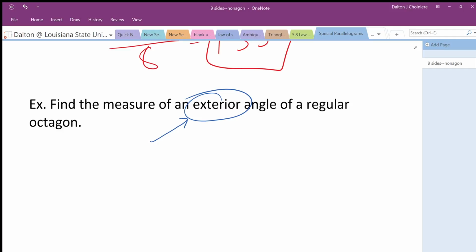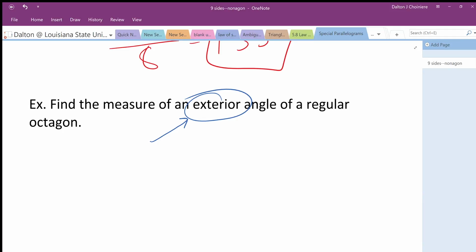No, no, no, that's not what you do. Nope. The exterior angles all add up to something no matter the shape.